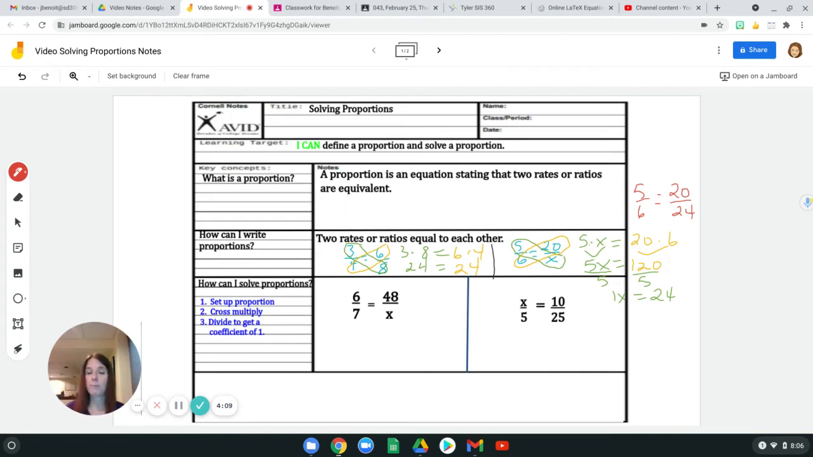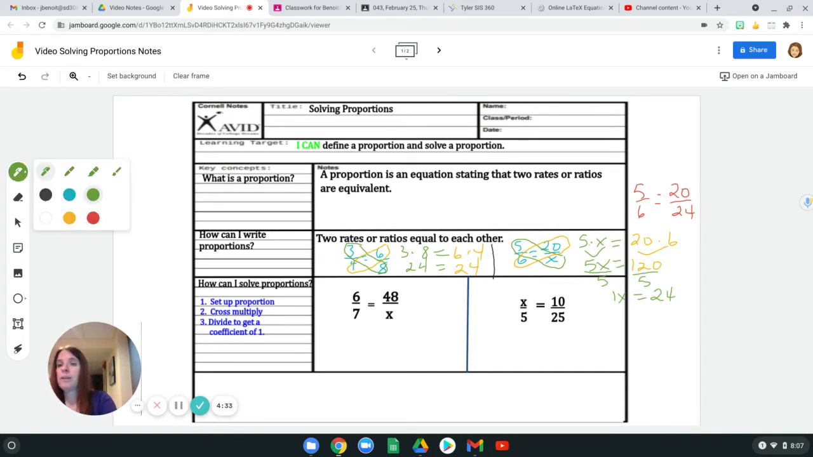How can I solve proportions? Well, I've just kind of showed you two examples, so let's keep that momentum going. I've got the steps written out here. If you have the note packet, you have them. If you don't, this would be a good time to pause and write those steps down. These are level 1 problems, so our proportions are already set up for us. So we're at the cross multiplication step.